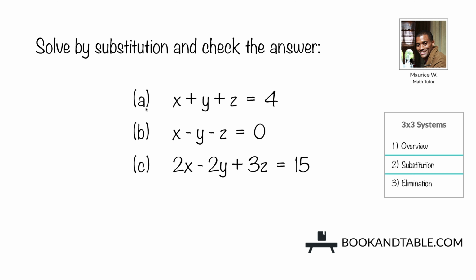Equation A is x plus y plus z is equal to 4. Equation B is x minus y minus z is equal to 0. And equation C is 2x minus 2y plus 3z is equal to 15.